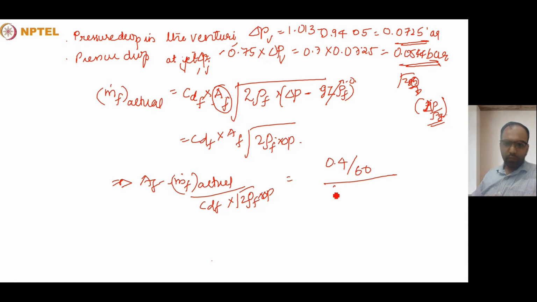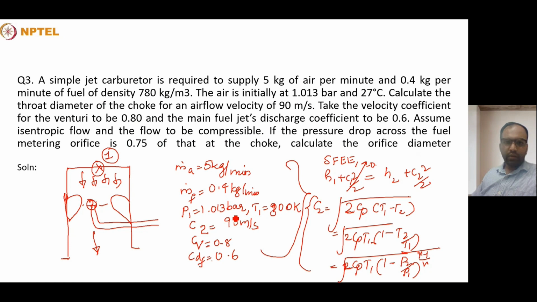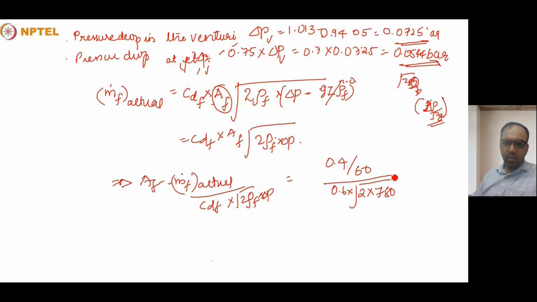C_DF is equal to 0.6 into root of 2 into the density of the fuel, 780 kilogram per meter cube, into delta P. The pressure drop across the jet is 0.75 times the pressure drop in the venturi, which will be 0.0544 into 10 raised to 5. So the answer will be 3.814 millimeter squared.